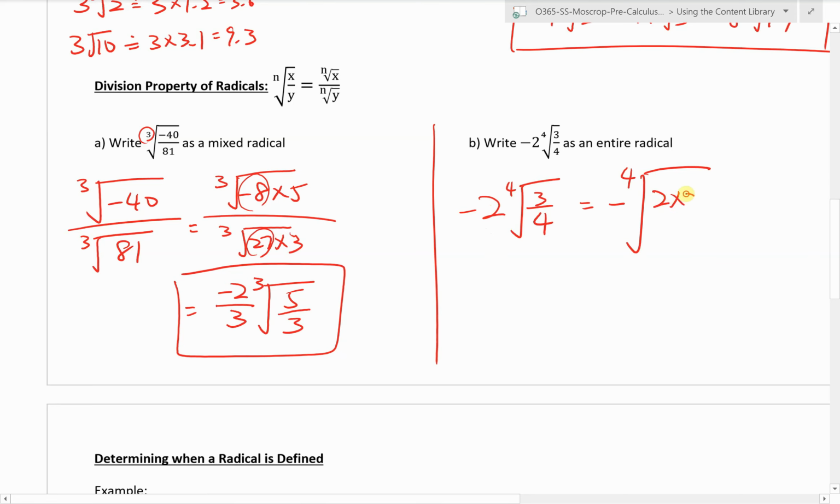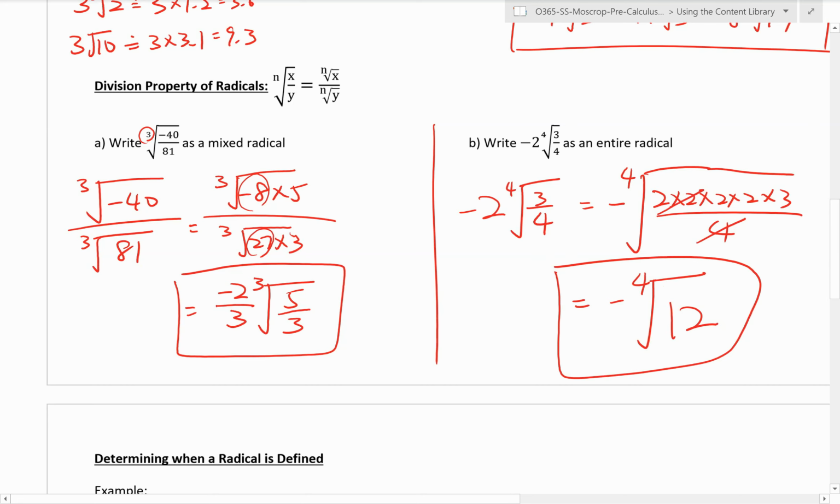So this is going to be 2 times 2 times 2 times 2 times 3. Or you can just write it as 2 to the power 4, that might be easier. But the reason I'm doing this is you can see that's 2 times 2, which will cancel out with that. So this is going to be the negative sign, 4th root of 2 times 2, which is 4, times 3, which is 12. So it's the negative 4th root of 12. And there you go. Okay, so the first page is just a review.